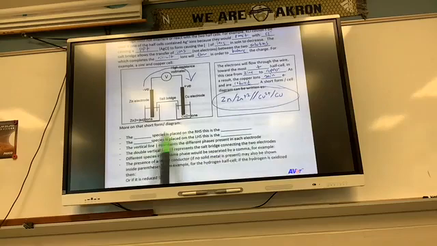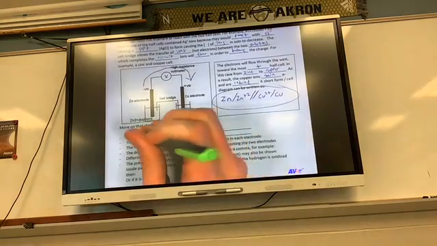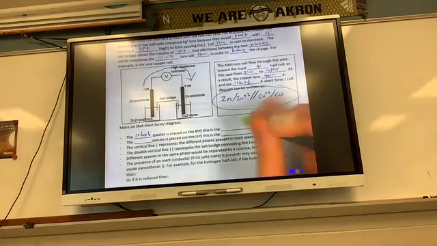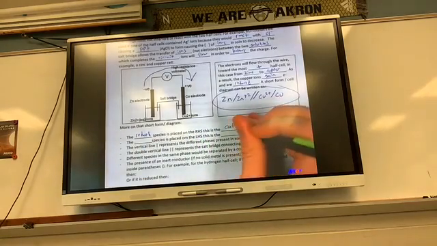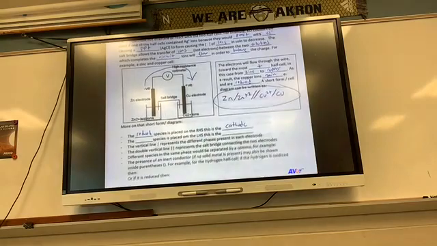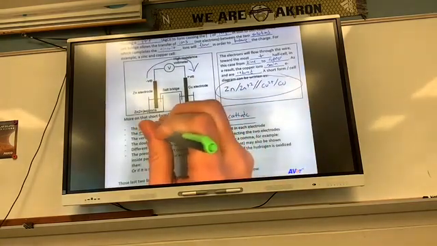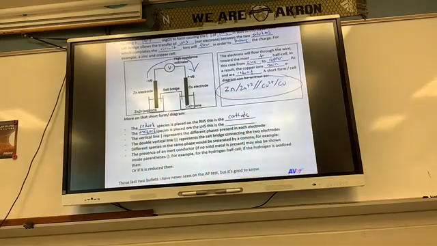So more on that short form diagram. The reduced species is placed on the right-hand side. This is the cathode. Oh, this is cathode and anode. The oxidized species, you got it, is placed on the left-hand side. That is the anode.